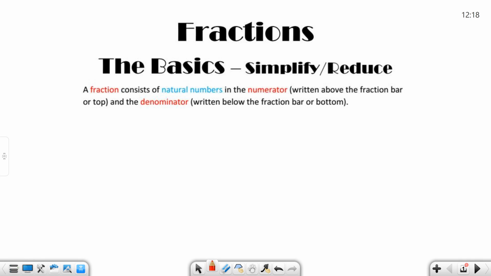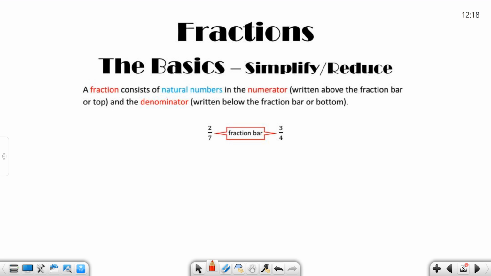Fractions, the basics. Simplify and reduce. A fraction consists of natural numbers in the numerator, that's written above the fraction bar at the top, and the denominator, which is written below the fraction bar or the bottom. So let's look at a couple of examples of fractions, 2/7 and 3/4.